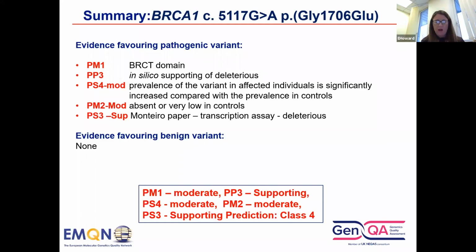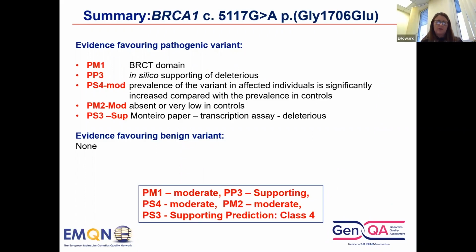Interrogation of ClinVar and LOVD showed that the prevalence of the variant in affected individuals is significantly increased compared to the prevalence in controls. So I applied PS4 moderate there. If you look at the ACGS guidance, they say that you can apply a moderate piece of evidence if it's in 2 or more, including your own proband, and then 2 additional unrelated individuals, this can then be selected as moderate. It was very low on gnomAD, so we could apply a moderate piece of evidence there.